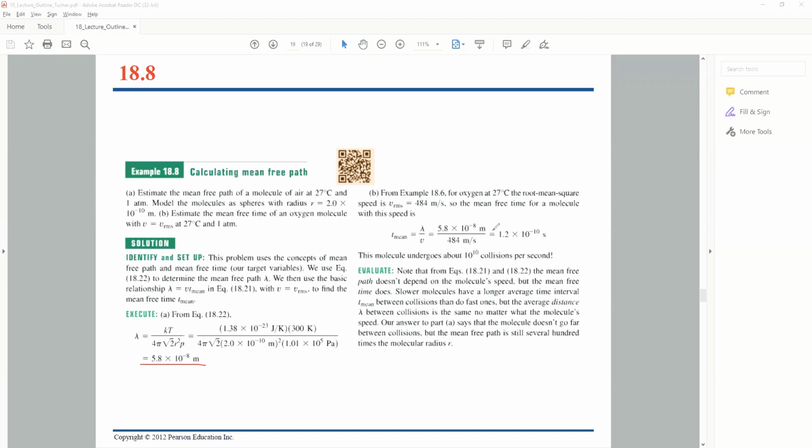So this molecule undergoes about 10 raised to 10 collisions per second. That is the meaning, if you explain it further: 10 raised to 10 collisions per second for an oxygen molecule.